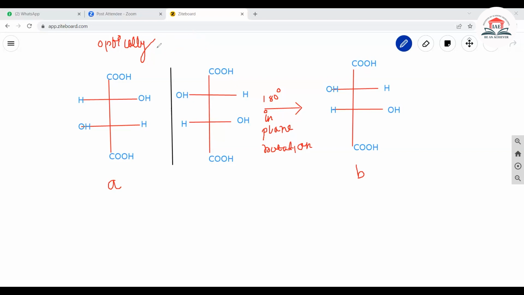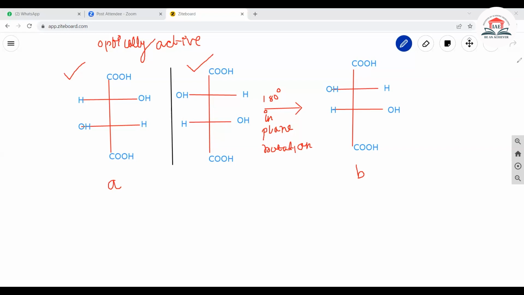Optically active. So remember that there are actually 3 isomers of tartaric acid. One is the Meso tartaric acid and the 2 other ones are active tartaric acid, because this one and this one, they are 2 different forms. Okay. One will be the D isomer and another one will be the L isomer. I hope it is clear.